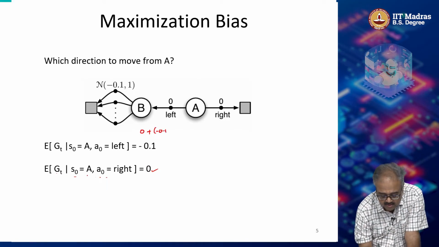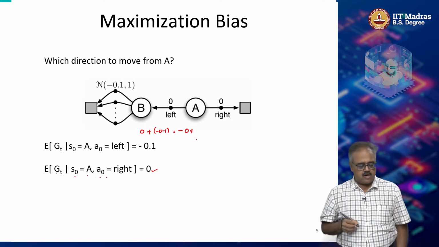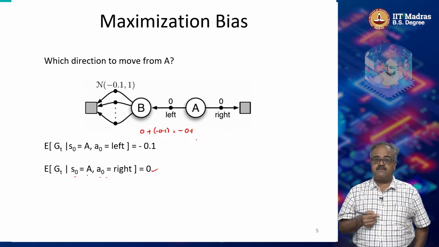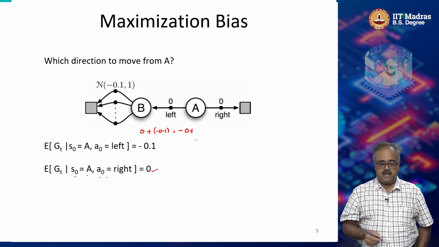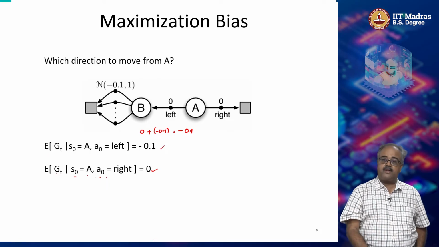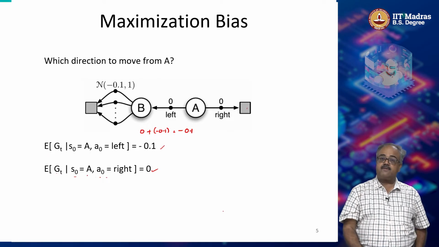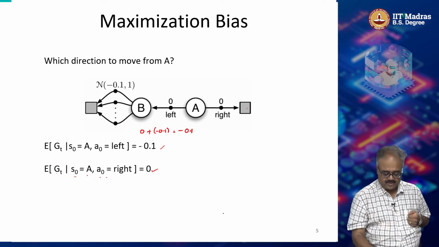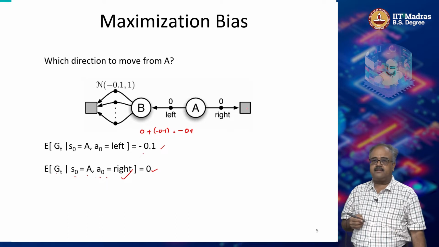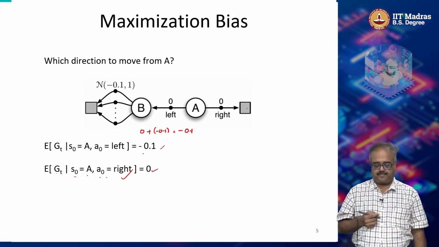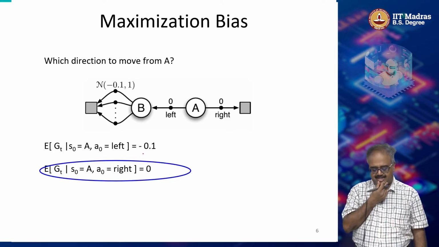So the total return for going left is 0 minus 0.1, which will be minus 0.1. The expected reward for going left from state A is minus 0.1, the expected reward of going right from state A is 0. So, what is the action I should pick in state A? Going right, correct. So, right should be the action that I will pick from state A. There is no question about this.